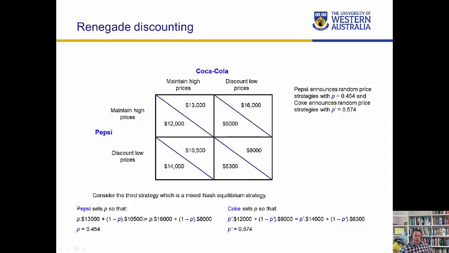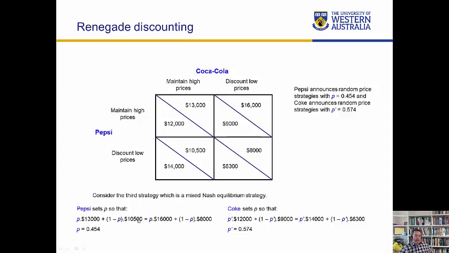So how does Pepsi work this out? Well, on the left-hand side of this first equation, I've got Pepsi sets P, so that P is equal to the proportion of time that Pepsi sets high prices. Therefore, 1 minus P is the proportion of time that Pepsi sets low prices. And P works out to 45.5%. So under Pepsi, we've got an equation here.